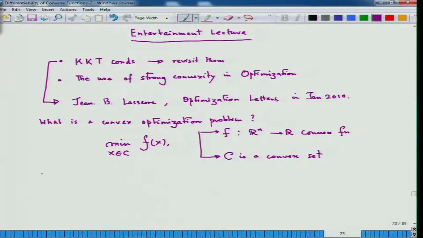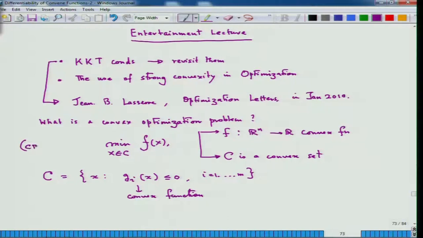Now, in general, we have always assumed in this course that this set C in most cases is described by the set of all x's for which g_i(x) is less than or equal to 0 for every i from 1 to m, and each of these g_i's are convex functions. If C is described in such a way, then this convex optimization problem is usually called a convex programming problem. That is why the CP sign is used in most cases. Usually it means minimization of a convex function over a convex set.